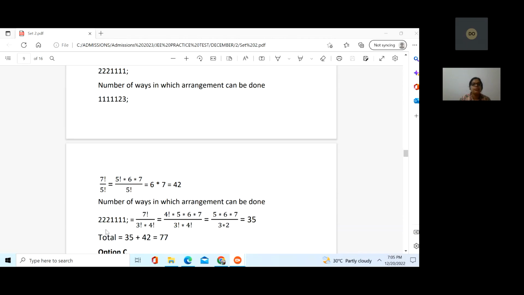Now the second option is this. This is something which you have selected. So here we'll have 4 times 1 and 3 times 2. So it will be 4 factorial into 3 factorial. Once you solve this, in the second arrangement the number of ways is 35. So what will be the total number of ways of arrangement? It will be 35 plus 42, which is equal to 77.